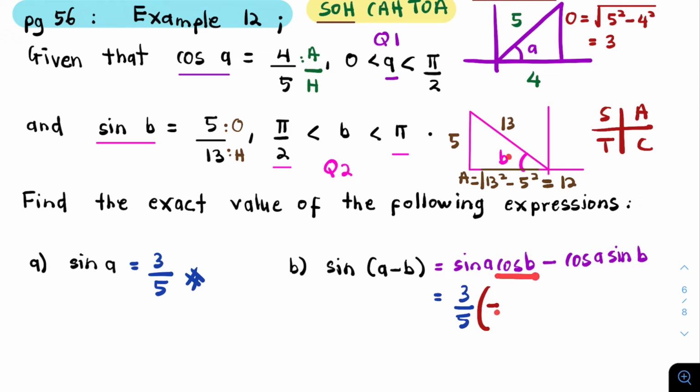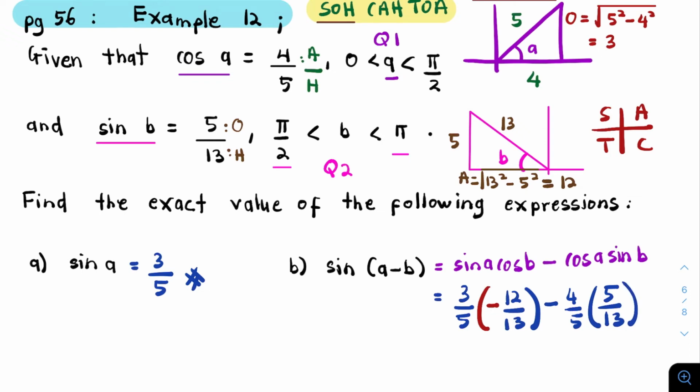Then cosine, just look at the length: adjacent over hypotenuse. Your adjacent here is 12, hypotenuse is 13. Simply substitute. So this one would be 12 over 13. But the most important part is that you have to put the negative. Then proceed. Cosine A, given already, is 4 over 5. Sine B, also known already, will be 5 over 13.